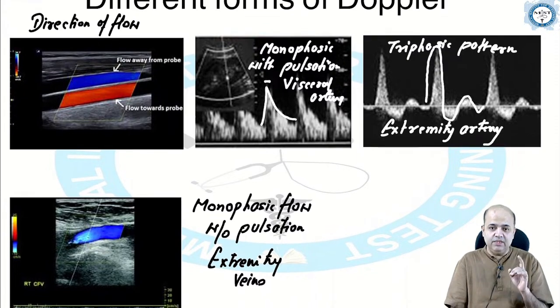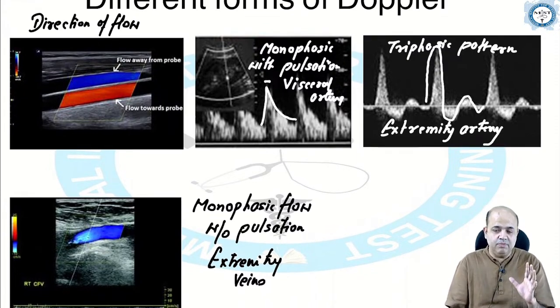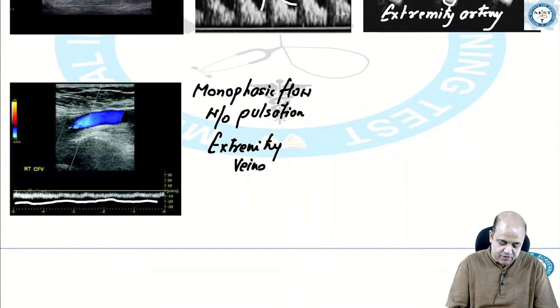In the Doppler, the examiner can give you an image of the Doppler study and ask you to identify what the investigation is, or he can ask you about the different patterns of the flow. We have the triphasic flow seen with the extremity artery. Then we have monophasic with pulsation seen with the visceral arteries. Then we have the monophasic without pulsation seen with the extremity veins.